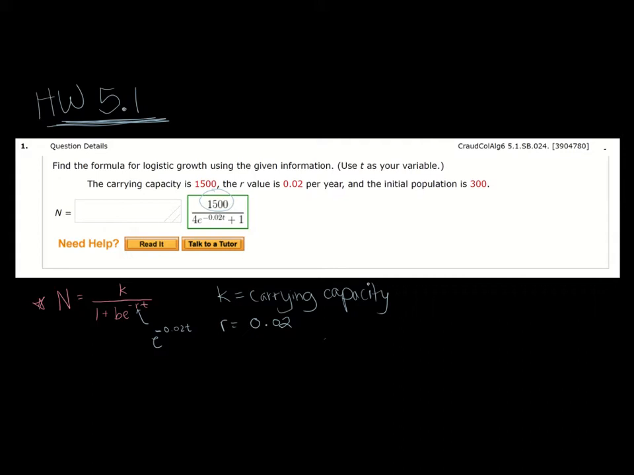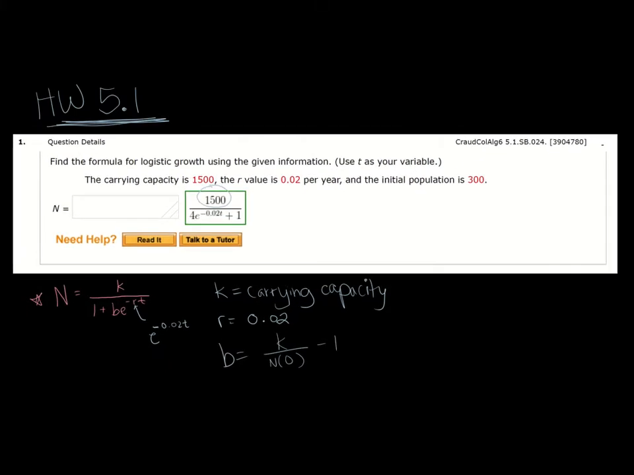Finally, it tells us that the initial population is 300. We use that initial population in combination with the carrying capacity to figure out this constant B value. I gave the formula for it in class. It's also in the textbook in section 5.1. If you look for the formula for the logistic model, you'll be able to get more information there. But we can use this formula directly.